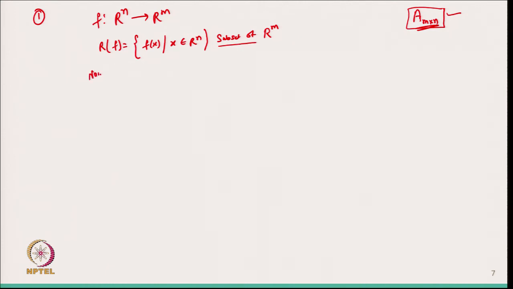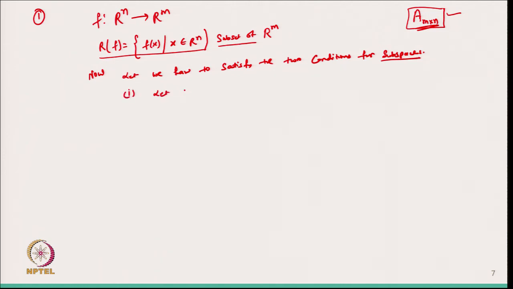Now we want to show that this Rf is a subspace of Rm. For this we need to satisfy two conditions for subspaces: vector addition and scalar multiplication. The first one is vector addition. Let us take y1 and y2 belonging to Rf. I am taking two elements from the range set Rf, not from Rm.